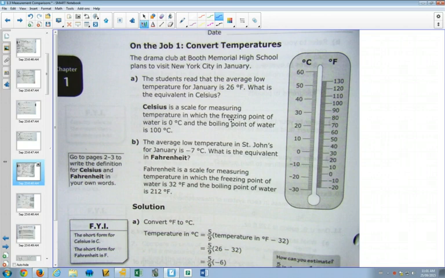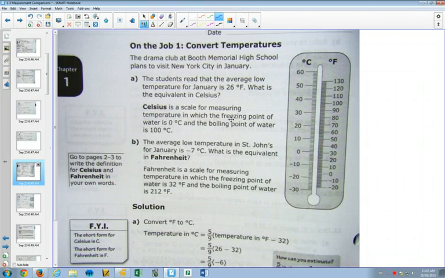here we have a plan to visit New York City, and the temperature reads the average low temperature for January is 26 degrees Fahrenheit. We want to figure out what that equals in Celsius, because we don't deal with Fahrenheit here very often, so we don't really have a sense. How cold is 26? Is 26 cold? Or is 26 nice? 26 Fahrenheit, that's cold. So how cold is it?